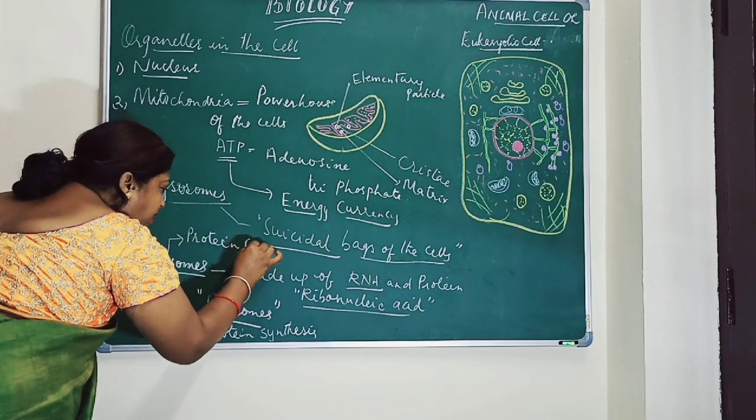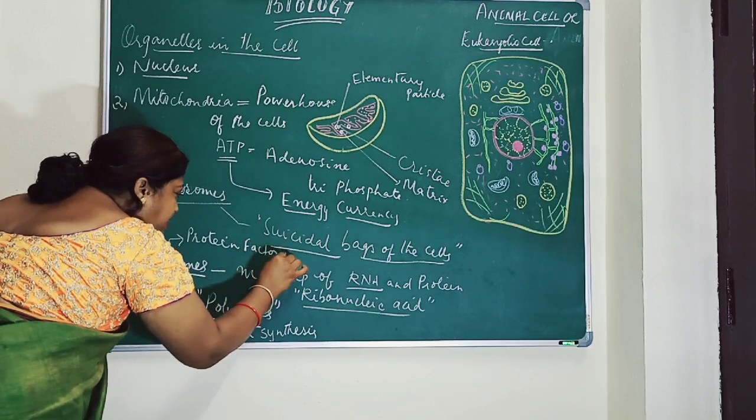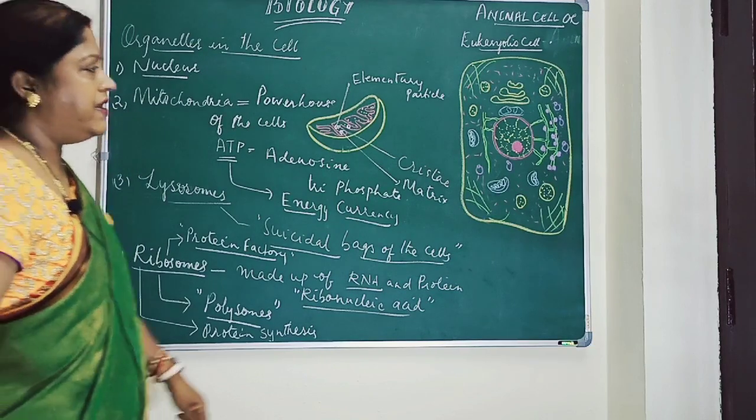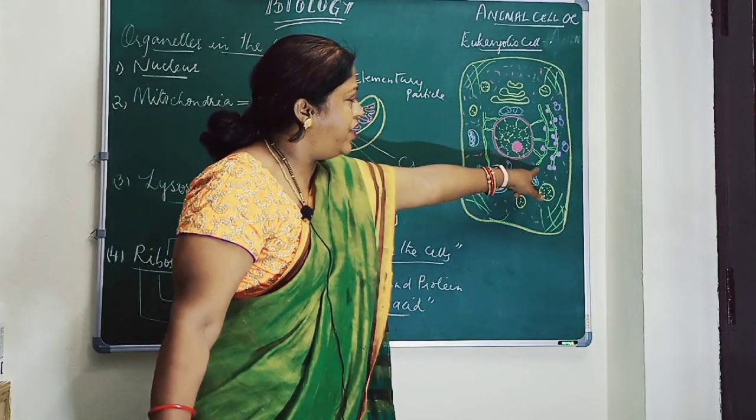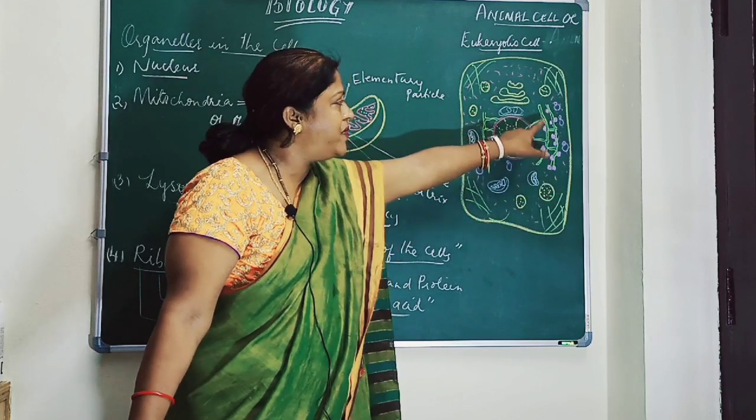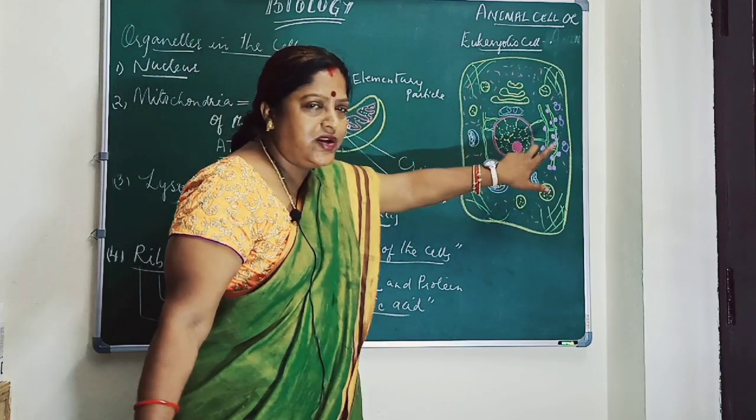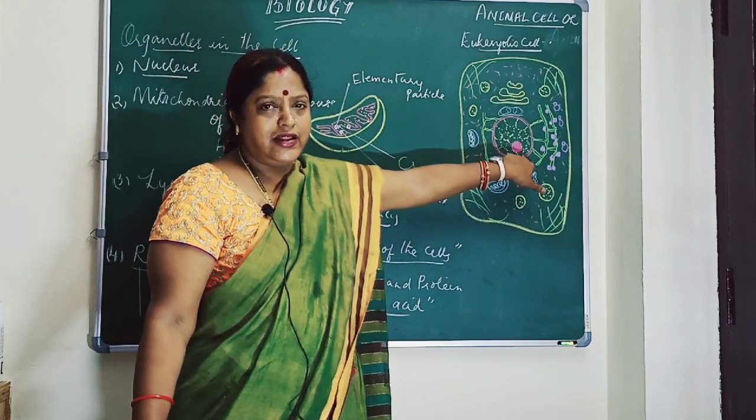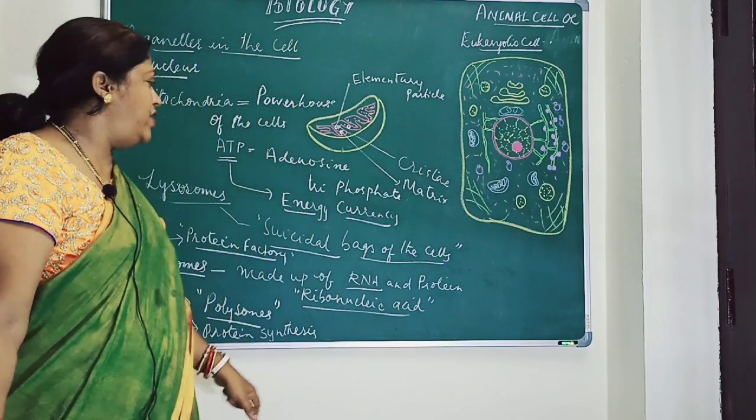In the next class we will be learning about another organelle, that is the endoplasmic reticulum. You can see here a tube-like structure spread all over the cell. These are called endoplasmic reticulum. We'll be learning in the next class. Okay, so take down all this, children.